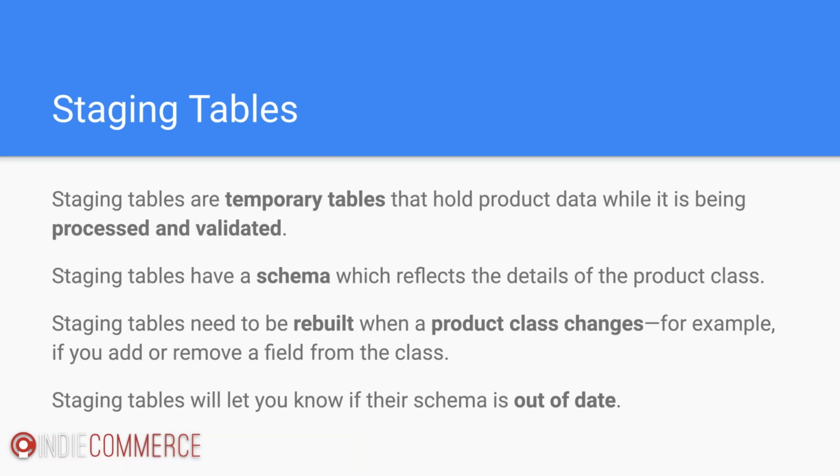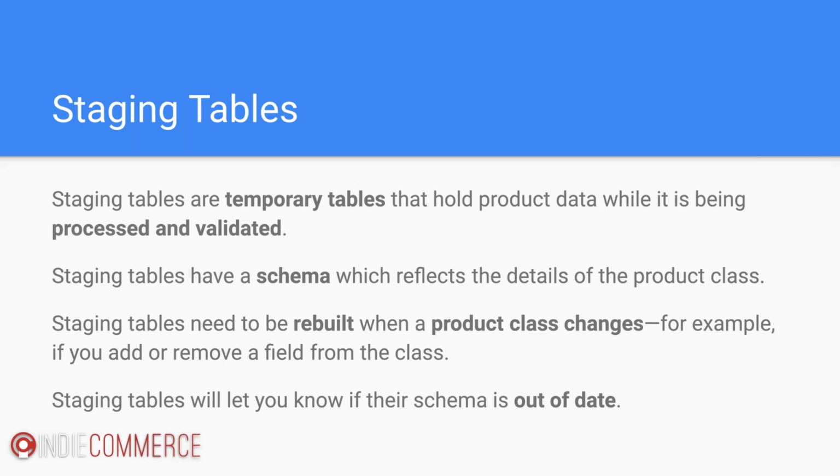The bulk importer uses a concept called staging tables. Staging tables are temporary tables. These hold product data while it's initially being loaded, while it's being processed and through the validation stage. The staging tables themselves have a schema which reflects the details of your product class, meaning it reflects which fields are a part of it, which attributes are a part of it, any other changes that you might make to it. So the staging tables need to be built or rebuilt when a product class changes.